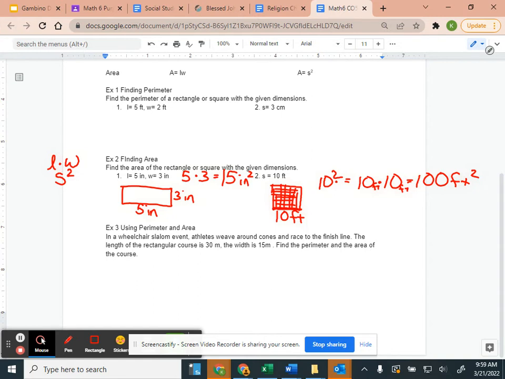Okay. How are we feeling about the area of squares and rectangles? Thumbs up, thumbs shaky. Feeling good? Are you a little shaky? Okay, good. Wait, I have a question.